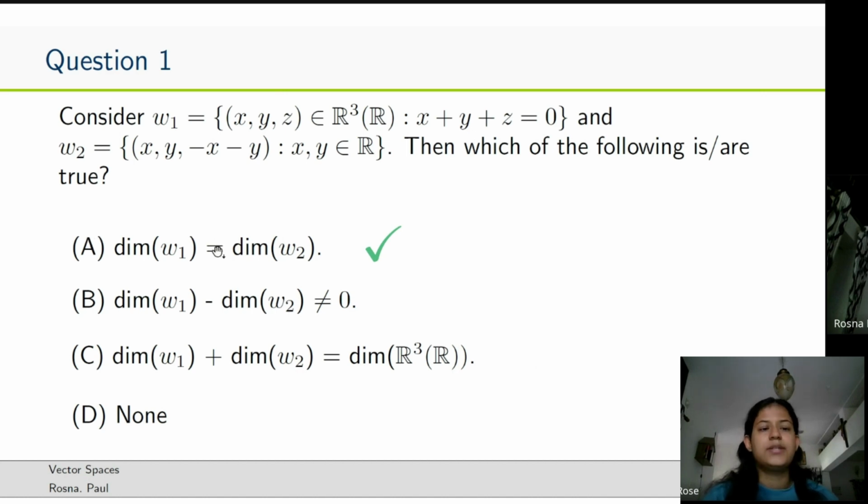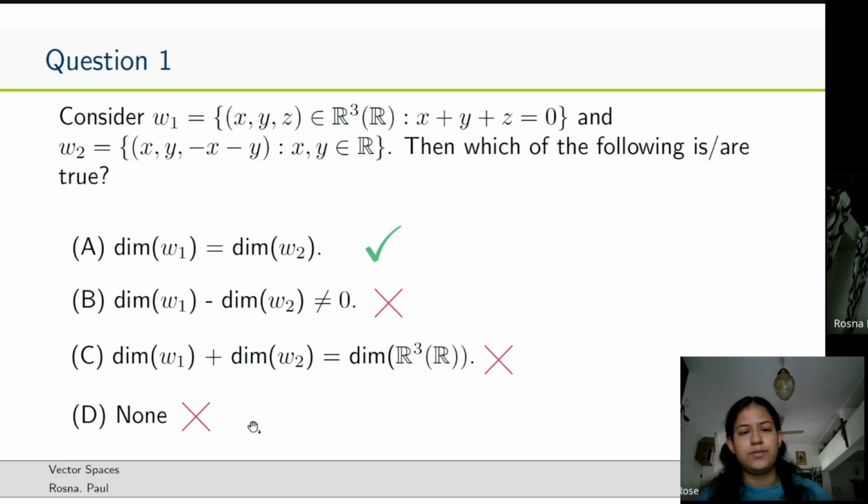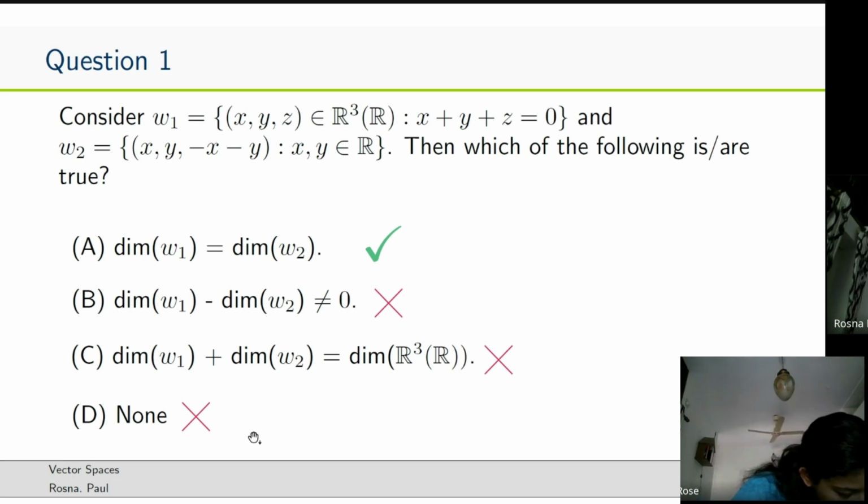So option A is correct. Option B is not correct because they have the same dimension, so it should be equal to 0. And C is also not correct because the dimension of W1 is 2, the dimension of W2 is 2, their sum is 4, but the dimension of R3 over R is 3, so 4 and 3 is not equal. So most of you are correct.